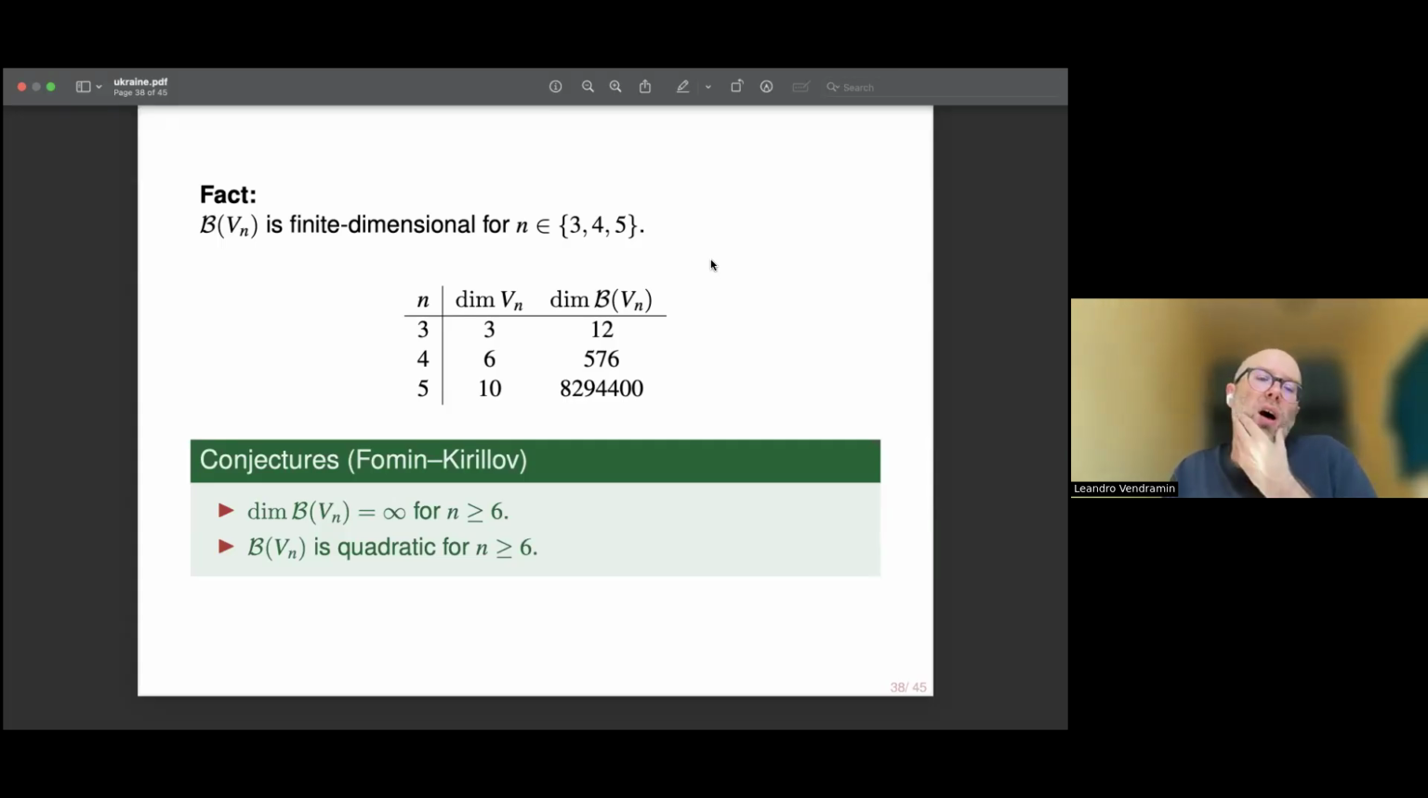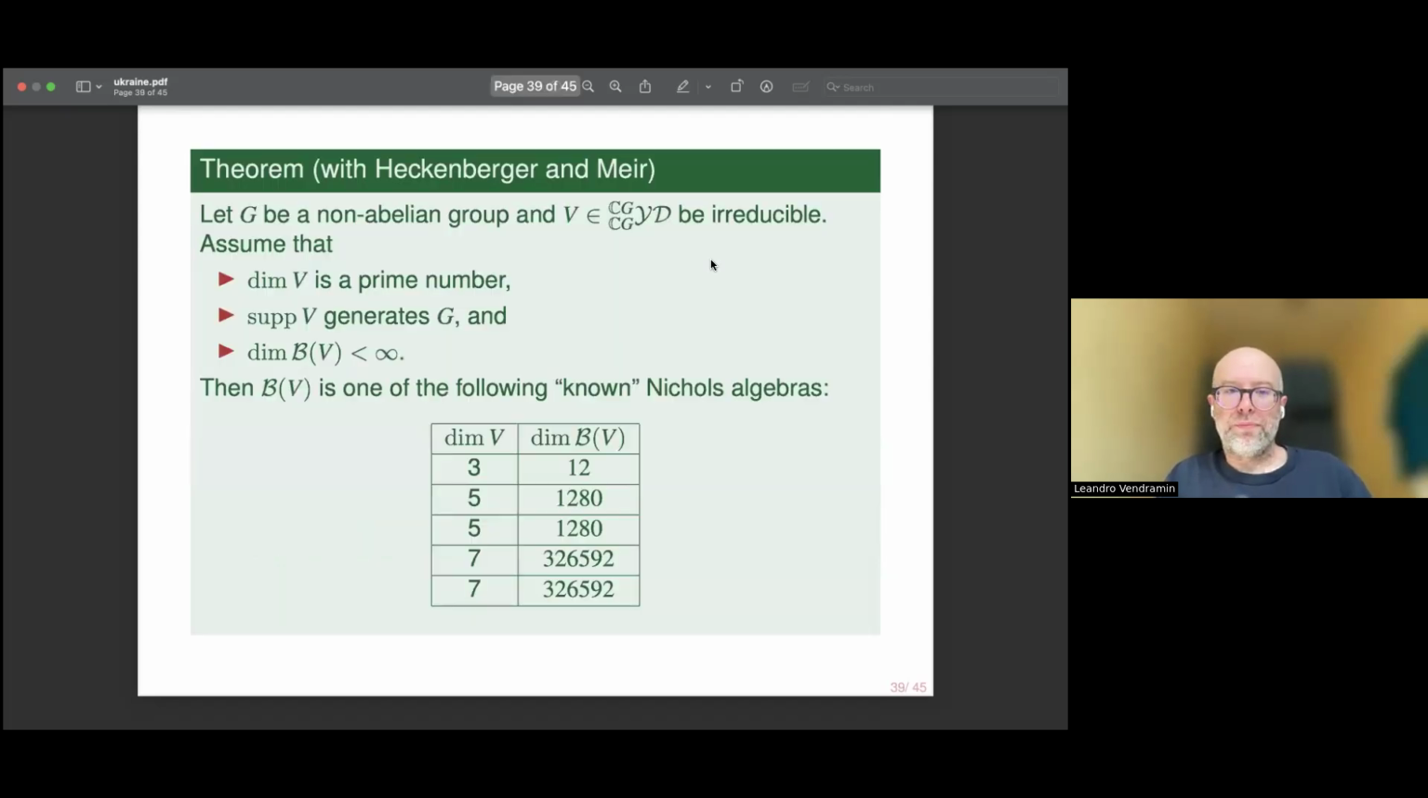The first one is that from n equals 6 on, these algebras are always infinite dimensional. And also that these algebras are quadratic, meaning that they only have quadratic relations, right? So the relations that you have in higher degrees are silly consequences of the relations that you have in degree 2. These two conjectures are open, and this is kind of the problem that's still open in this area, I think. But it's kind of hard.